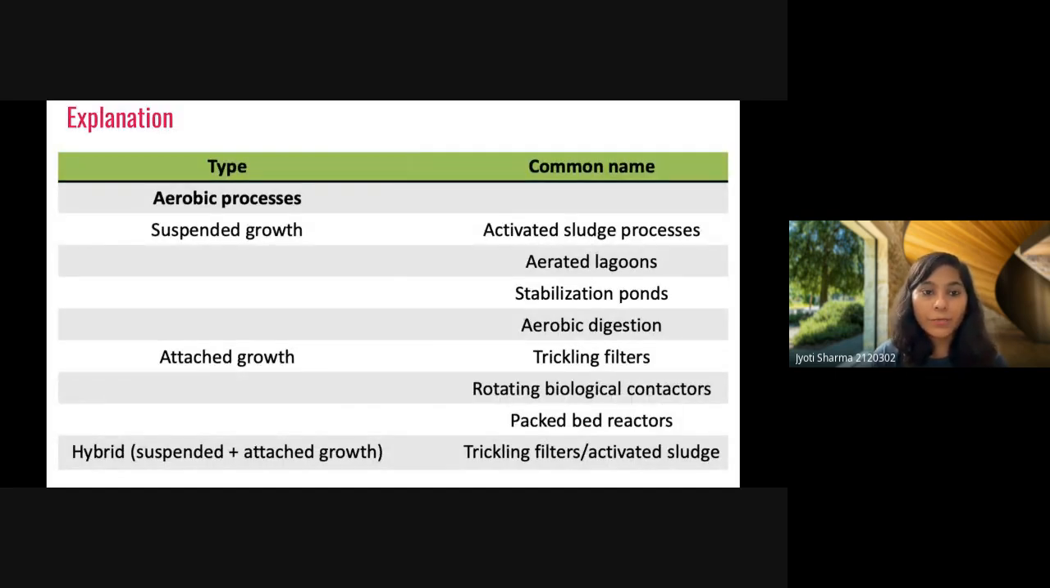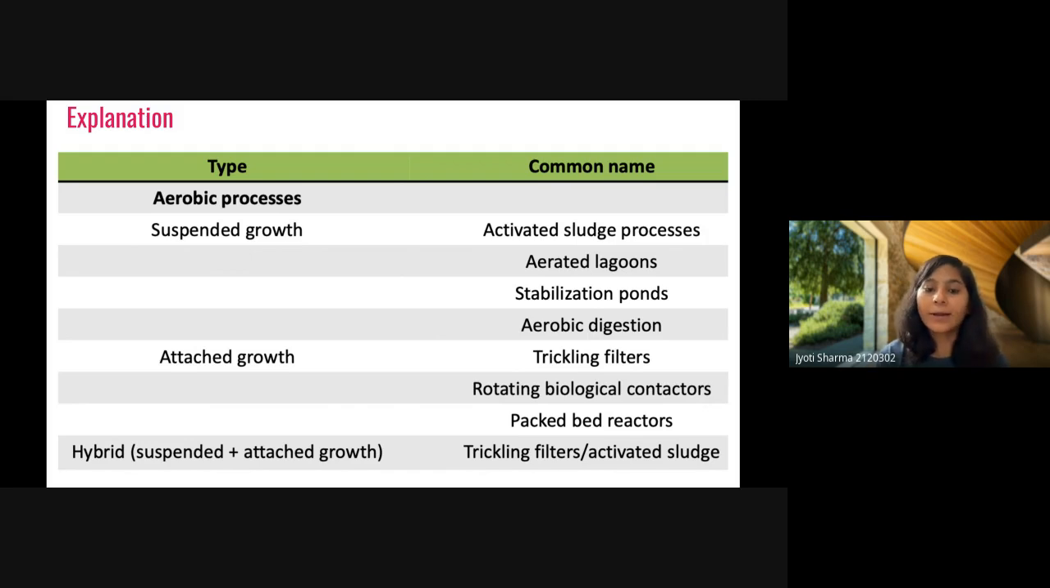So here you can see, if it is the aerobic process, in the aerobic process also we can have suspended growth, we can have attached growth, and we can also have hybrid. In the suspended growth, we will have activated sludge, aerated lagoons, stabilization pond, aerobic digestion. But if we are talking about attached growth aerobic process, then this will be trickling filter, rotating biological contactor, packed bed reactor.